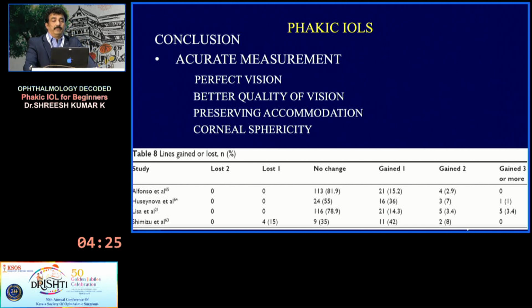To conclude, accurate preoperative measurements can give rise to perfect vision after phakic IOLs, and there have been improvements in best corrected visual acuity of up to 1 to 2 lines. The quality of vision can be great by preserving accommodation and maintaining corneal sphericity. Thank you very much.